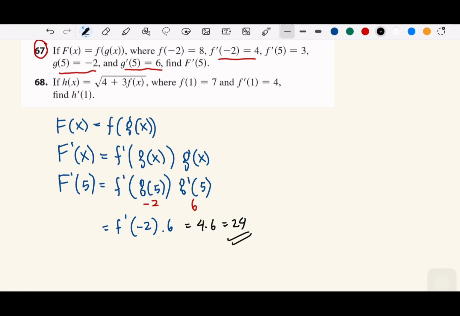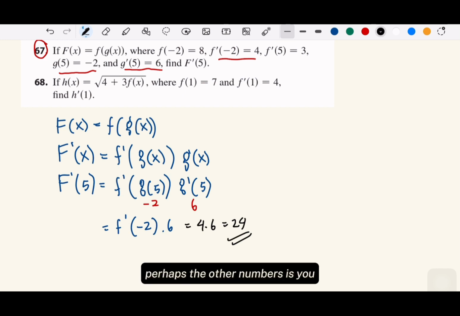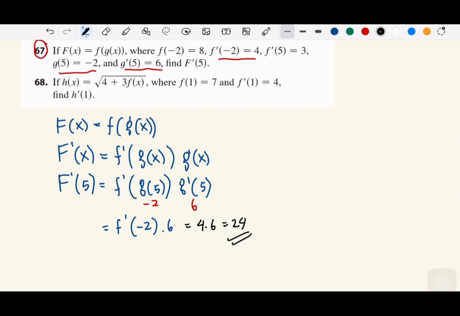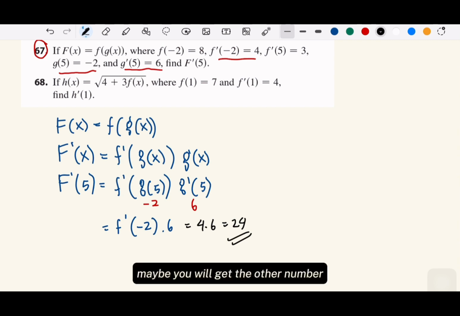And what should we look at? I know the last part is 5. Yeah, the version of 5. So then we just replace every single number. Perhaps the other numbers are to confuse you because it is expecting you to fail in this part. Maybe you will get the other number.